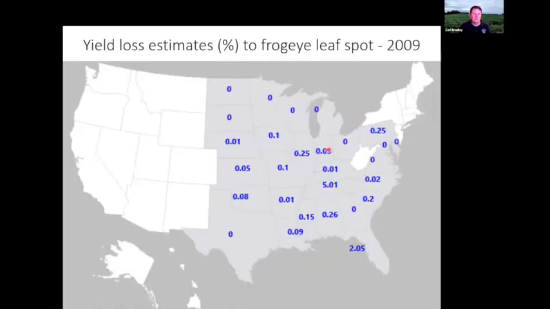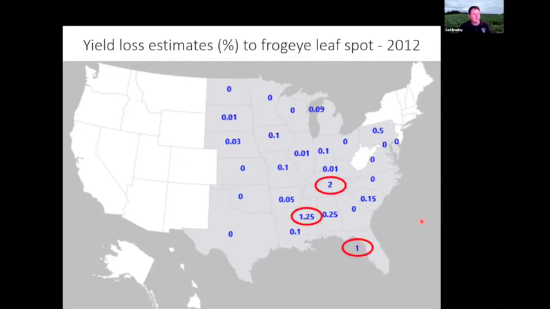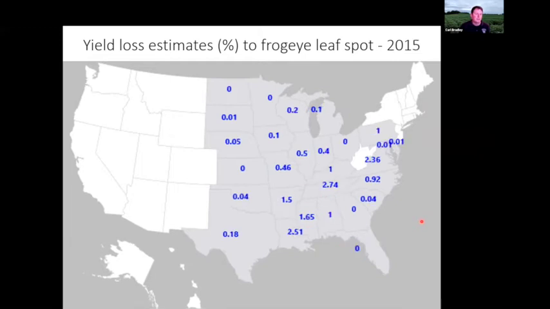I'm going to show you the same thing here, just in a little different way. These are the percent loss estimates that we derive those same numbers from in the graph I just showed you. This is from 2009, and I'm just circling the ones that are at least 1% loss. You can see Tennessee that year was 5%. Here's 2012, again, where you might think it would be, the Mid-South, Southeastern region of the U.S., where it's usually been a bigger problem.